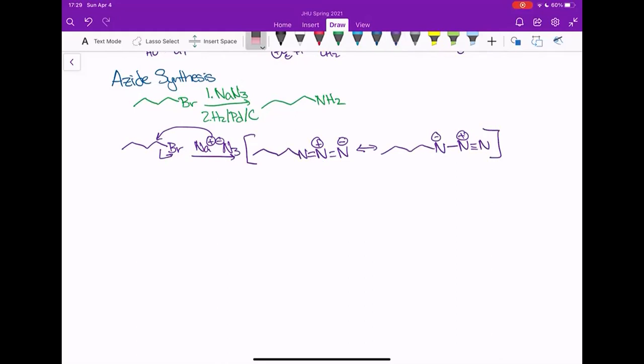Sorry, the other way. Not the other way. Yes, the other way. So the lone pair on this N nitrogen came down to form the triple bond, and then these electrons came over. All right. And then once you get here, all you have to do is apply H2/Pd-C, and that will give you your primary amine.